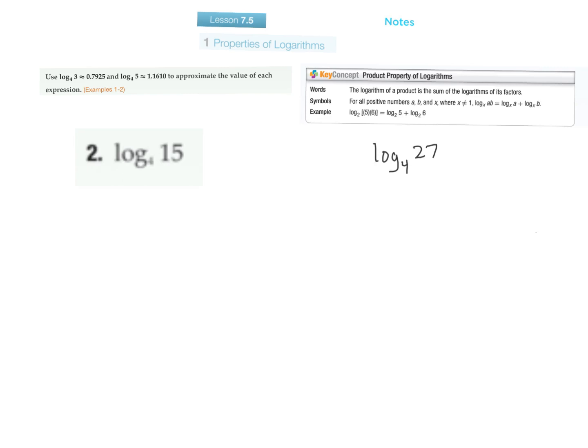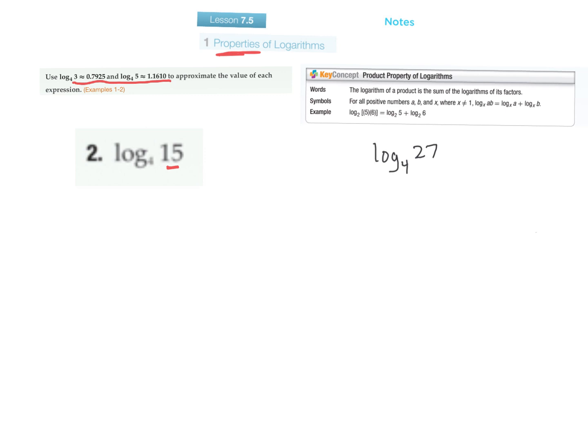So what we're going to look at is how to convert a log when we're given certain information, given these logs. So we want to use that information. We're going to take our log number, which is 15. We want to change it into either 3 or 5 or both, so we can substitute these numbers in. And we're going to use the properties.